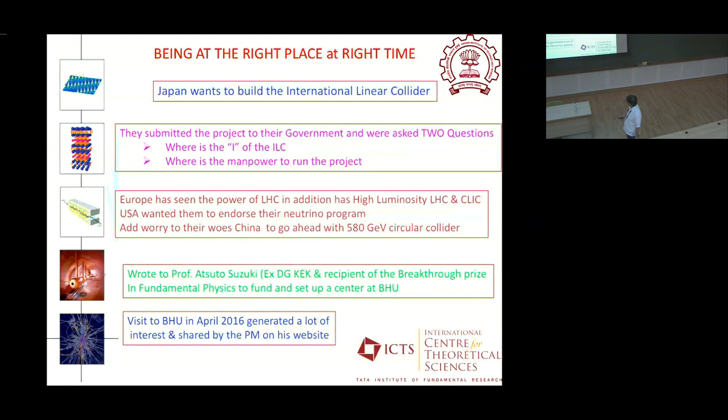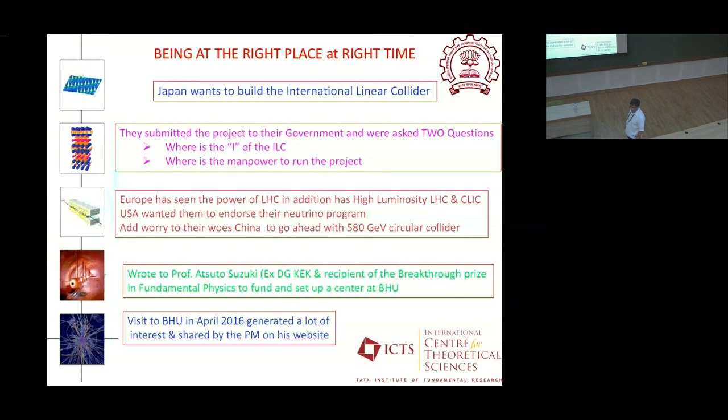They went to the United States, and the United States wants them to endorse their neutrino program, and I think the Japanese are far ahead, so they don't want to do it. And to add worry to their woes, China most probably will go ahead with a 58 GeV e+e- collider.